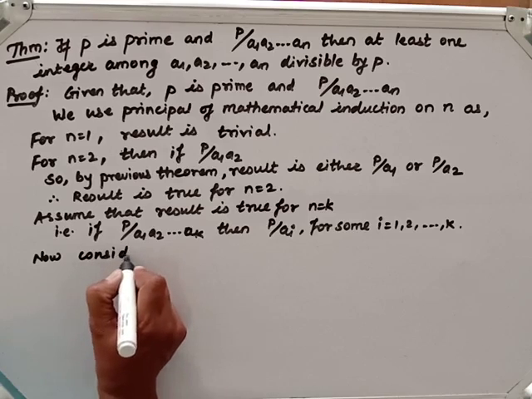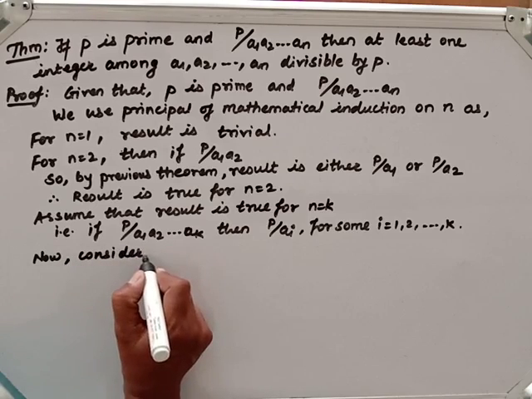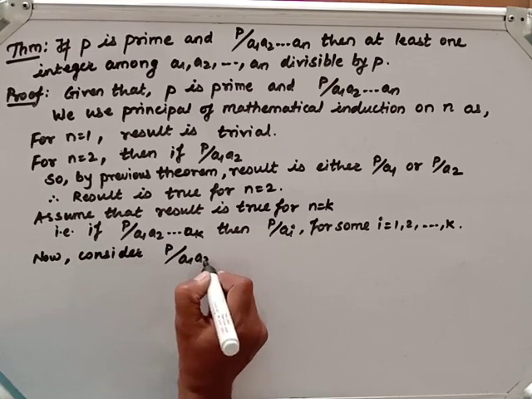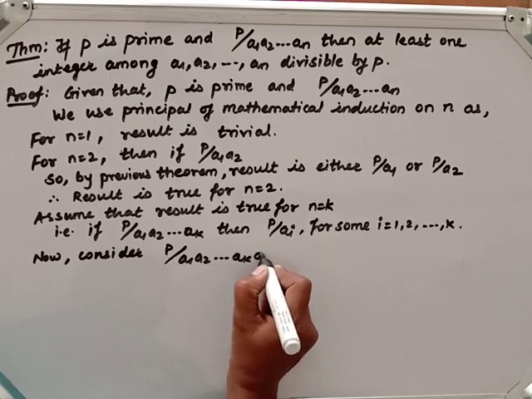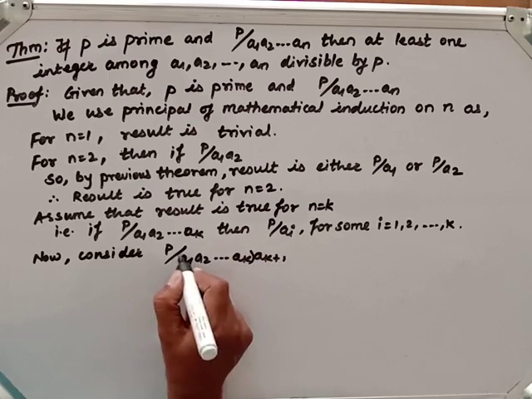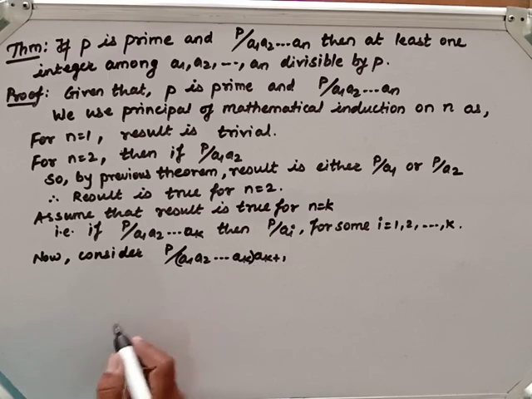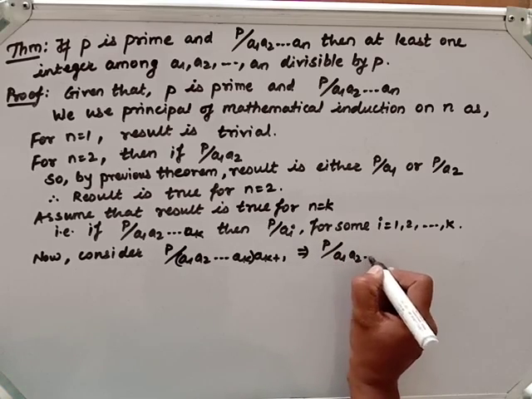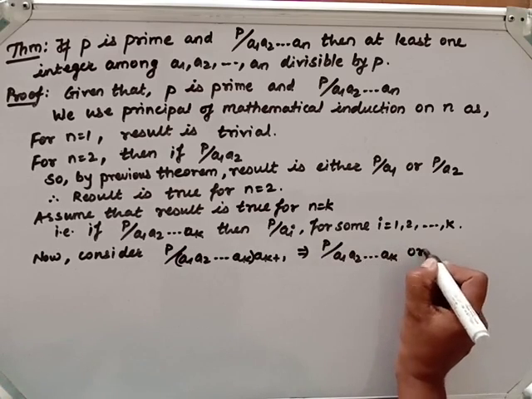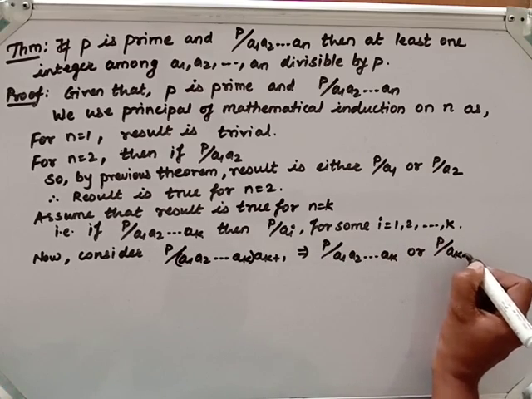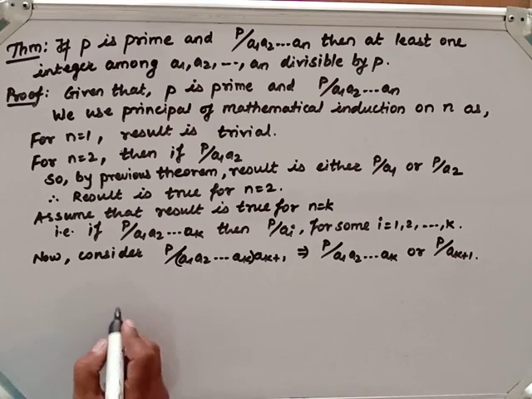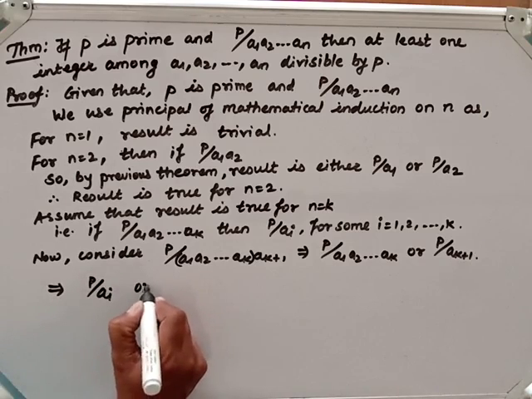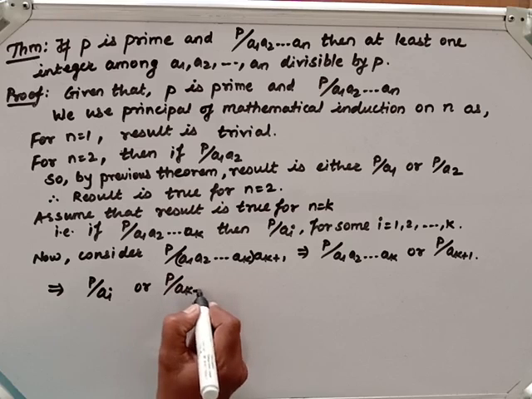Now consider what we have to consider for k plus 1. Consider P divides A1, A2 and so on up to AK plus 1. So from this it gives us P divides A1, A2 so on up to AK, or P divides AK plus 1. Now here P divides AI or P divides AK plus 1.